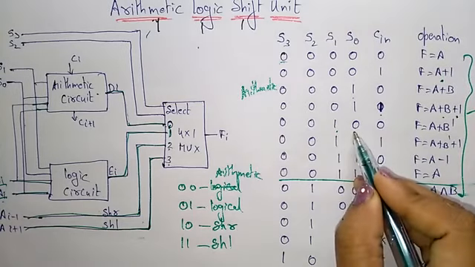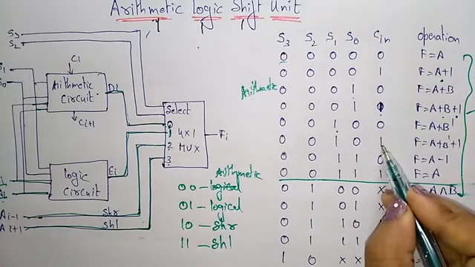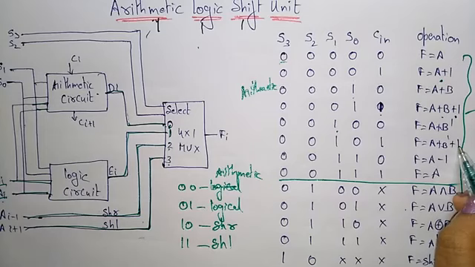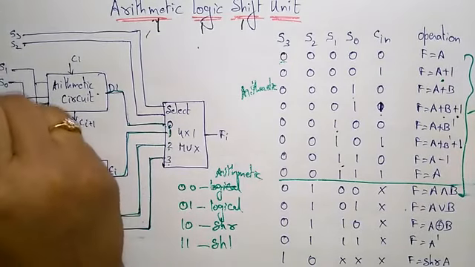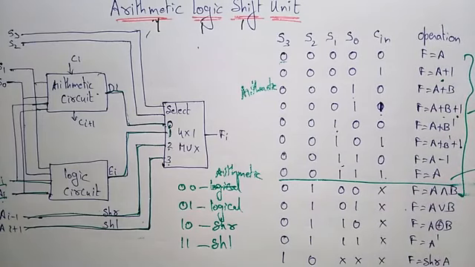If it is 1, 0, it is nothing but F is equal to A plus B complement. If carry occurs, just add the carry. If both S1 and S0 are 1, it performs the A minus 1 operation, and if carry occurs, it just transfers the data. So these are all the arithmetic operations.